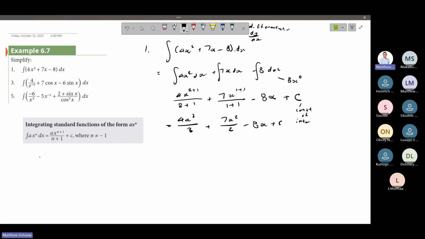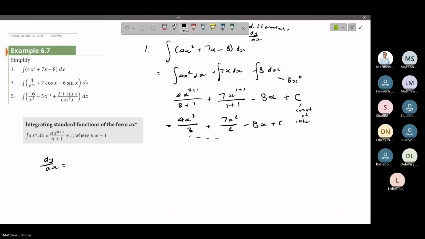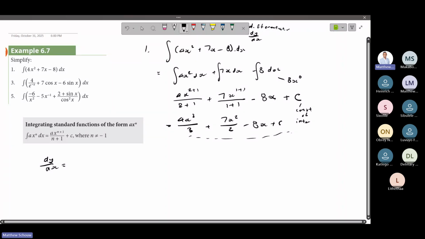Okay. Let me just break this down further for you. I'm going to write this in a different form, and I'm going to show you now how you know that this is correct. So dy/dx equals 4x squared plus 7x minus 8. So when you're doing integration, what you actually do is say dy equals 4x squared plus 7x minus 8, and you're timesing dx over here.